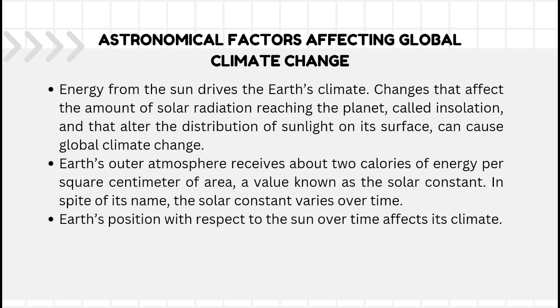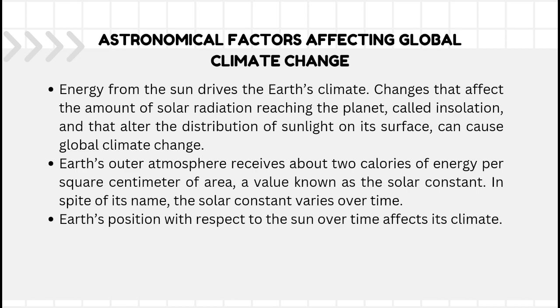Changes that affect the amount of solar radiation reaching the planet, called insolation, and that alter the distribution of sunlight on its surface can cause global climate change. Earth's outer atmosphere receives about 2 calories of energy per square centimeter of area, a value known as the solar constant. In spite of its name, the solar constant varies over time.